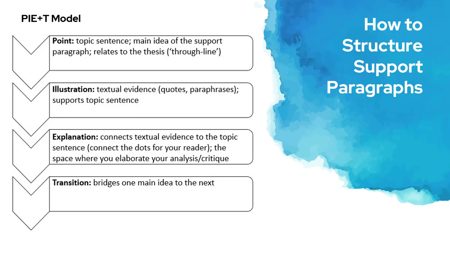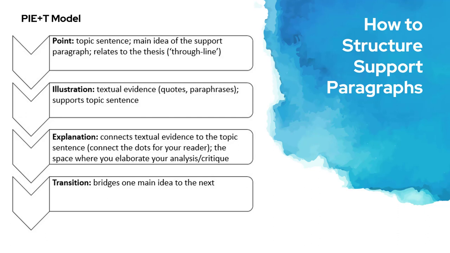P stands for point because you always want to start a support paragraph with a strong topic sentence. This topic sentence should represent the main idea of that particular paragraph, and it should also relate in some way to your thesis. Your topic sentences ultimately should create a kind of through line throughout your paper, meaning that if all a reader was seeing from your paper was your thesis and your support paragraph topic sentences, the main ideas of your paper should still make sense.